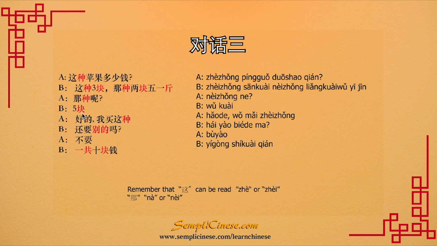5块, 5 yuan. 好的，我买这种。Okay, I will buy this type. 还要别的吗? Do you want anything else? 不要。Nope, I don't want anything else. 一共10块钱。一共 in total 10块 10 钱. So in total it costs 10.